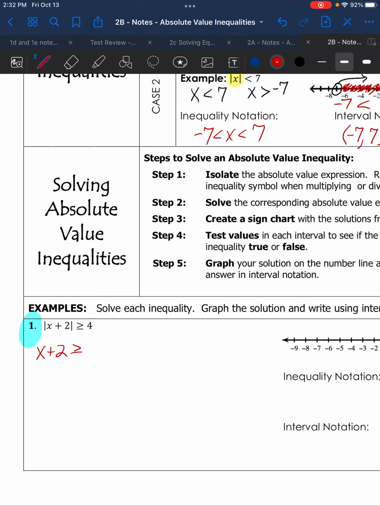So we have the first inequality is x plus 2. Write it down exactly how you see it without the absolute value. And the second inequality is going to be x plus 2, switch the inequality to less than, and multiply the right side by -1. Let's solve each inequality. So just subtract 2.